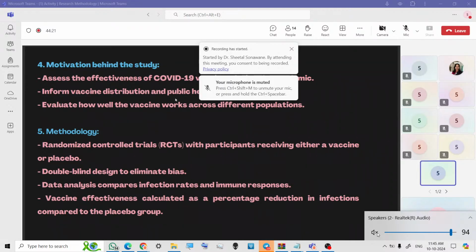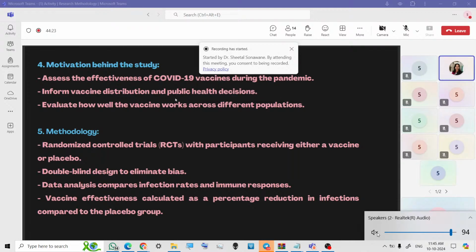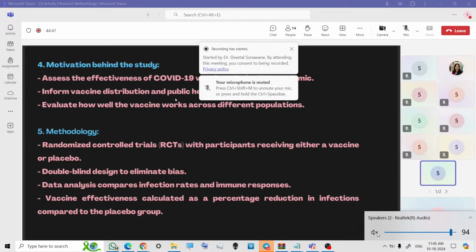Which data? Data collection method. What is the type of data? Primary data, like surveys or interviews, experiments. Is there mention of it in the paper? No, ma'am. It's general.